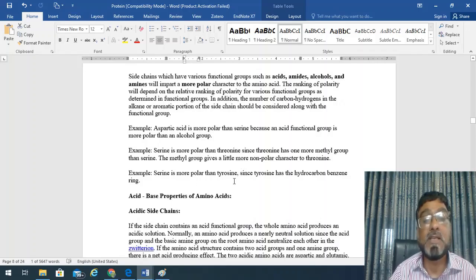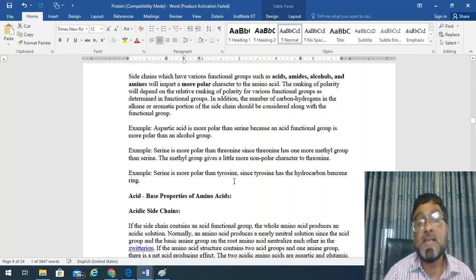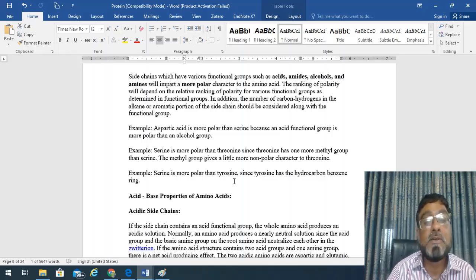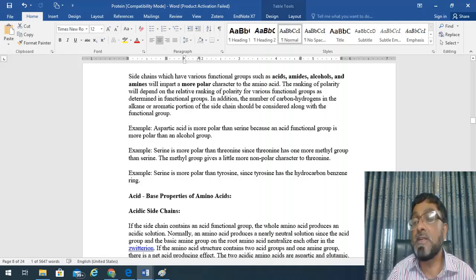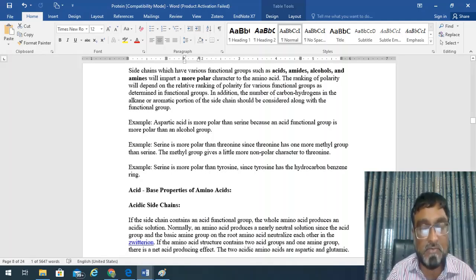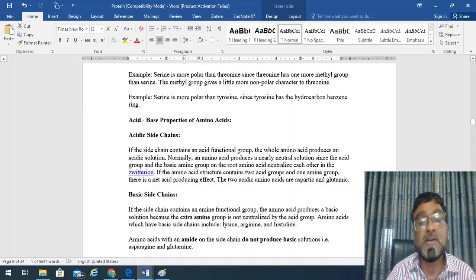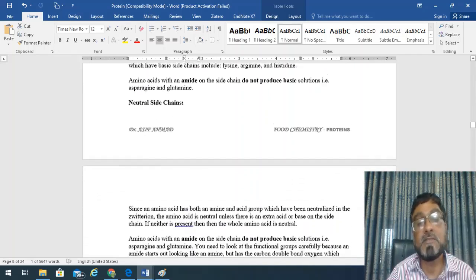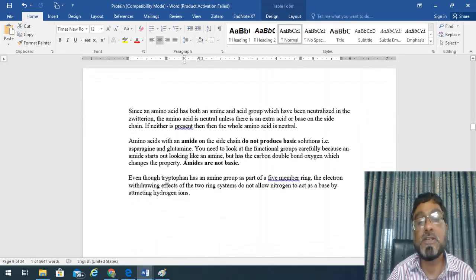So serine is more polar than tyrosine. The reason is that tyrosine has the hydrocarbon benzene ring on it. So these are some examples of why polarity is there with the amino acid, what will be the higher polarity associated with the amino acid and where there is lower polarity. On the basis of that, some of the amino acids have acidic side chains, basic side chains, and some of them have neutral side chains. So we will be closing our lecture here.